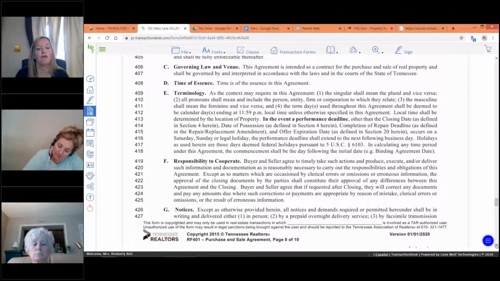It is very difficult for people to understand that. Okay. So it says, other than the closing date, date of possession, completion date, and offer expiration date occurs Saturday, Sunday, or legal holiday, the performance deadline shall go to the next business day. Other than the closing date, date of possession, completion of repair deadline, and offer expiration date occurs on.